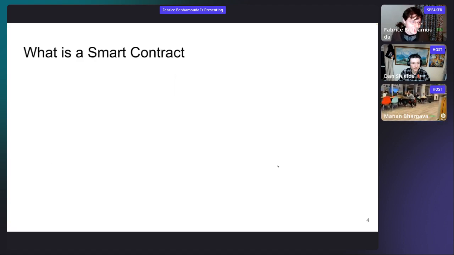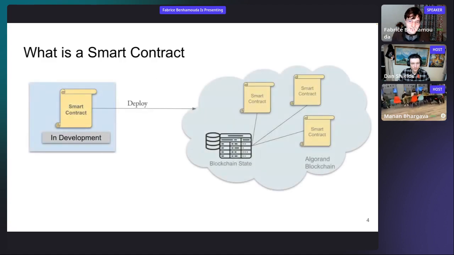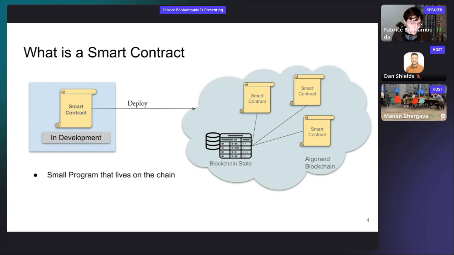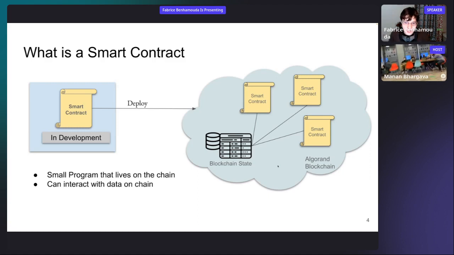Okay, general overview of smart contracts. So what is a smart contract? At the core of it, a smart contract is really just some small program that lives on the blockchain. It's really nothing more than that. And essentially, this small program can interact with the data that you have on chain.